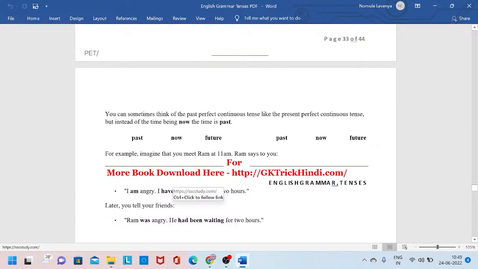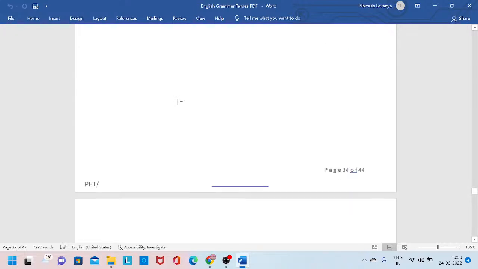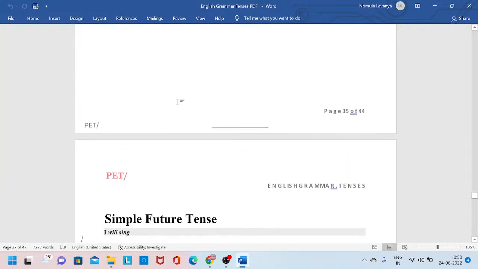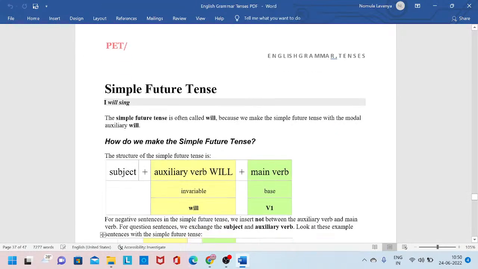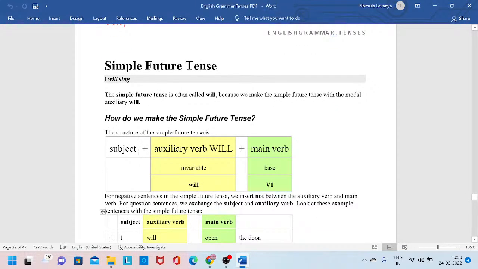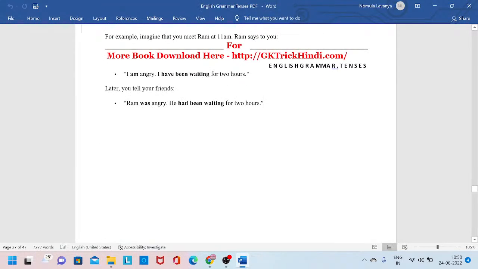So later you tell your friends, Ram was angry. He had been waiting for 2 hours. Okay, this is all done in the past. This action he might be saying right away, but the action was already done. So that is past perfect continuous. You might be saying it in the present, but the action which is already done in the past is what you are discussing. So this is all about the past perfect continuous tense and the past perfect tense.